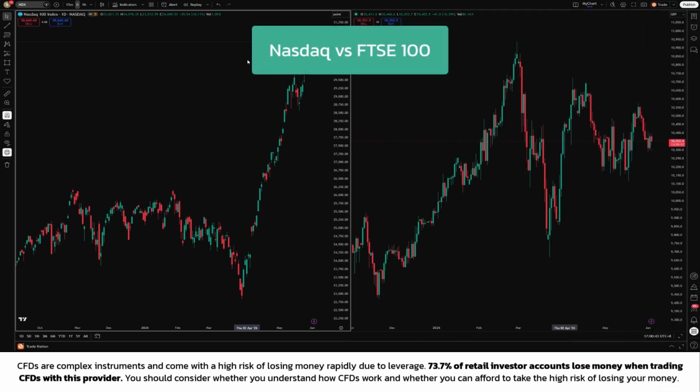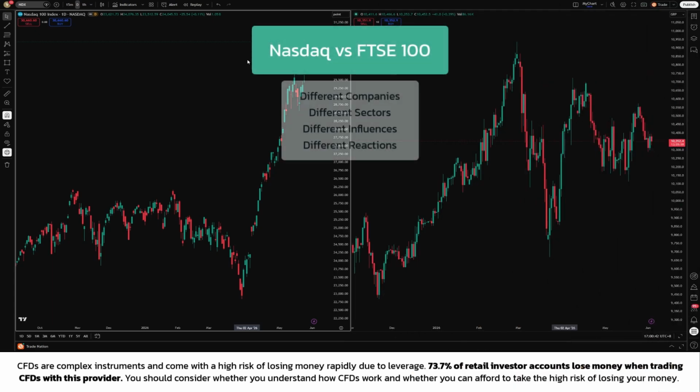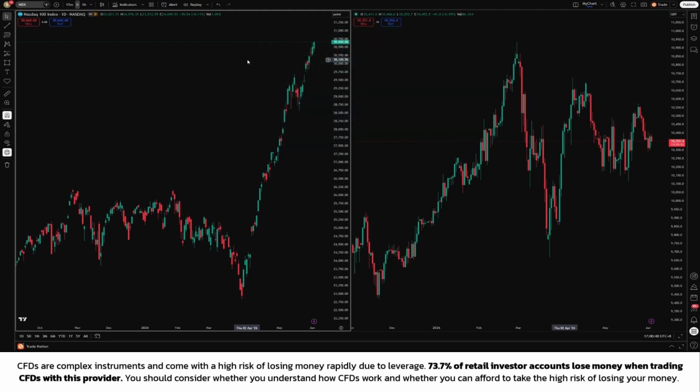The Nasdaq and the FTSE 100 often react differently because they are built around different types of companies, different sector exposures, and different market drivers. The Nasdaq has a strong weighting towards technology and growth stocks. These businesses are often valued on future earnings potential, innovation, market share, and long-term expansion. That makes the index highly sensitive to interest rates, bond yields, and investor appetite for risk.